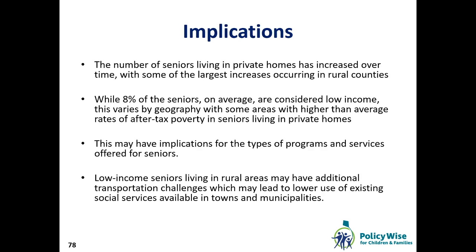So what are the implications of this? The implications are that the number of seniors living in private homes has increased over time, with some of those largest increases occurring in rural counties. So while 8% of the seniors on average are considered low income, this really varies a lot by geography, with some areas having higher than average rates of after-tax poverty in those seniors living in private homes. And so this may have implications for the types of programs and services offered for seniors. Low-income seniors living in rural areas may have additional transportation challenges, which may lead to lower use of existing social services available in towns and municipalities.